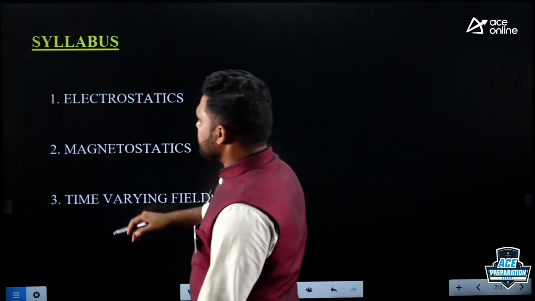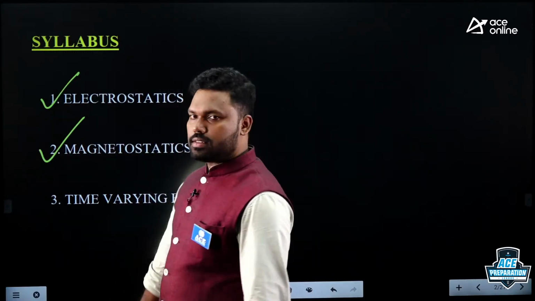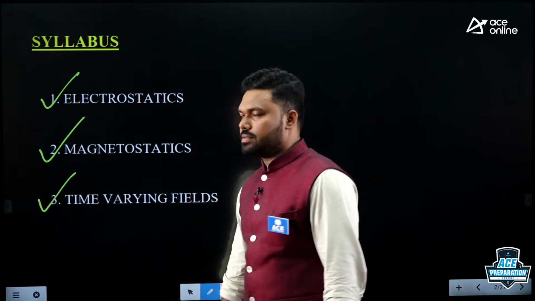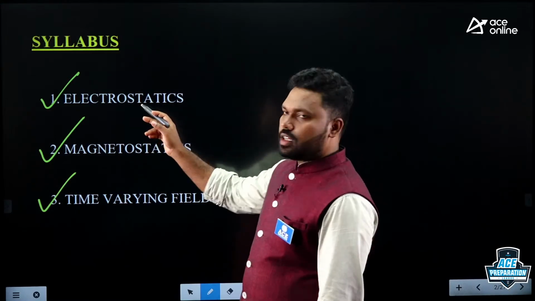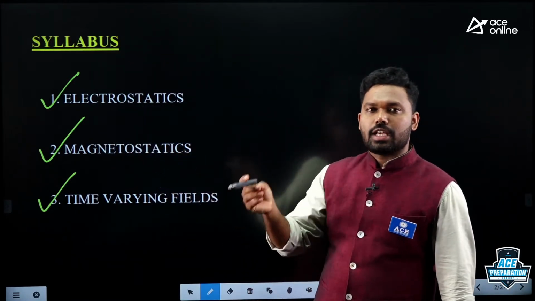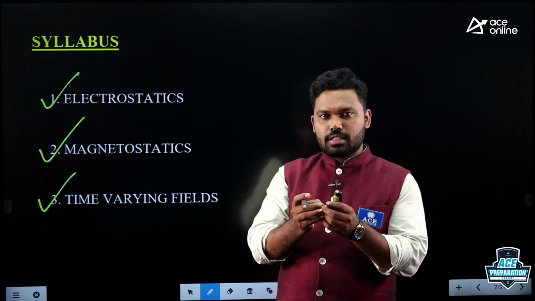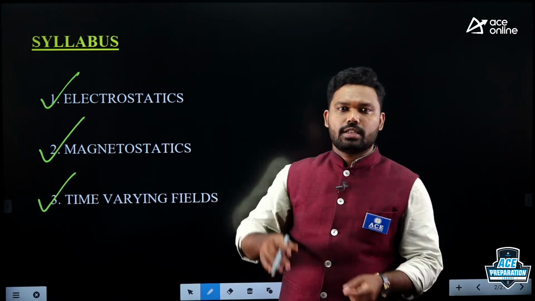Topic number 1 is electrostatics. Topic number 2 is magnetostatics. Topic number 3 is time varying fields. Okay. Electrostatics is the study of charge which is at rest. Suppose you have a charge. From your basic physics you know that there is an electric field around that.